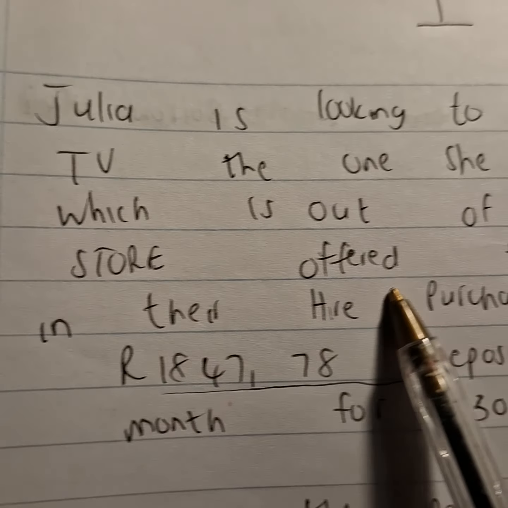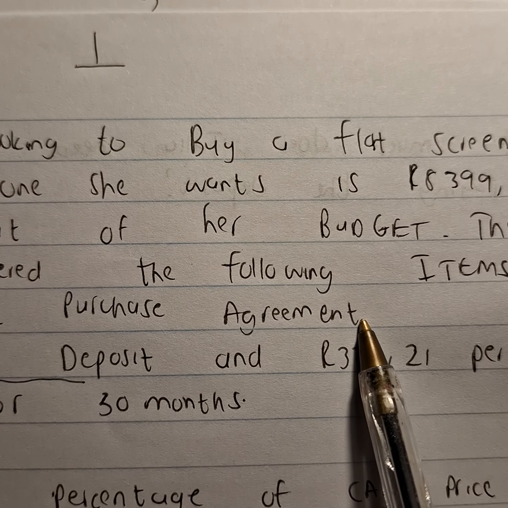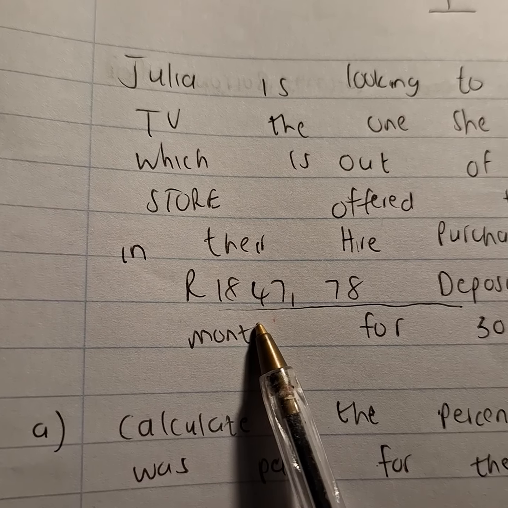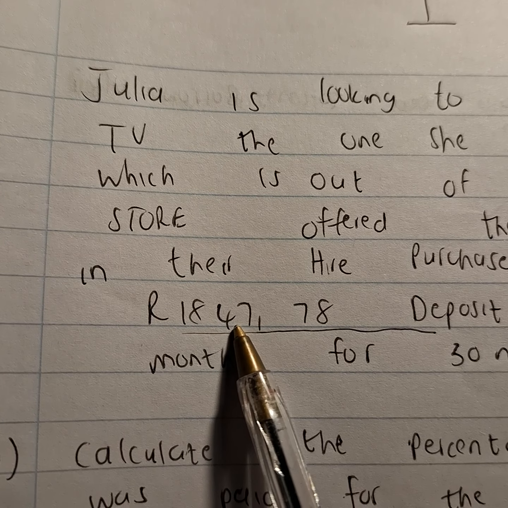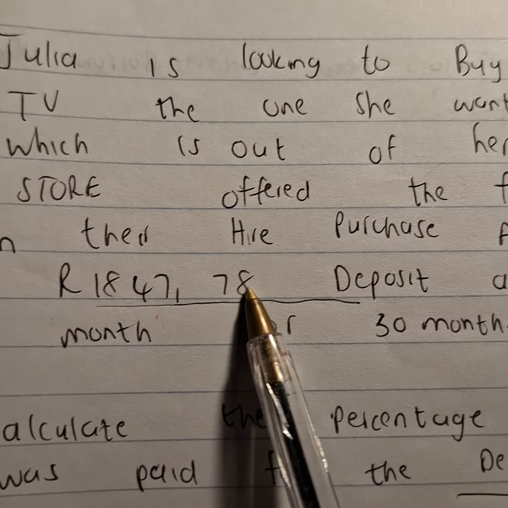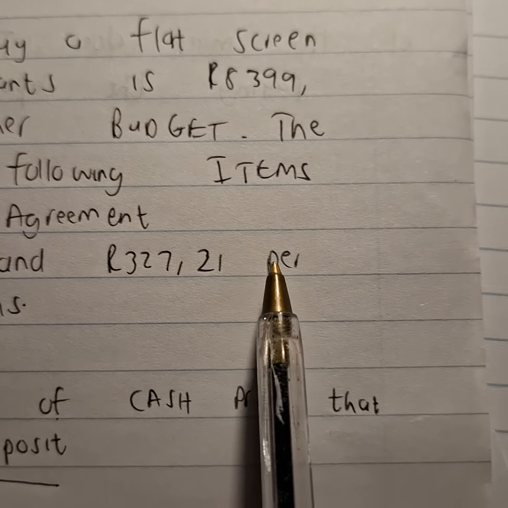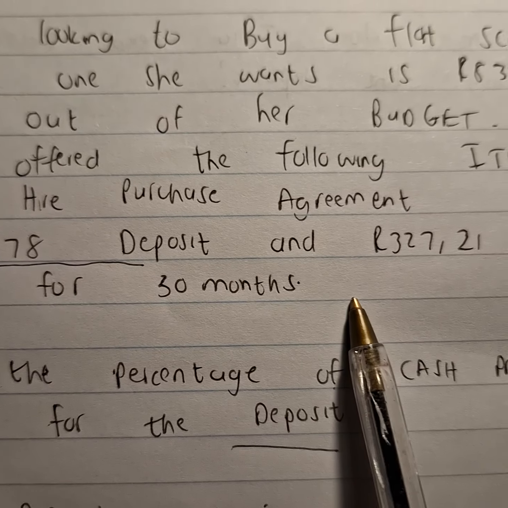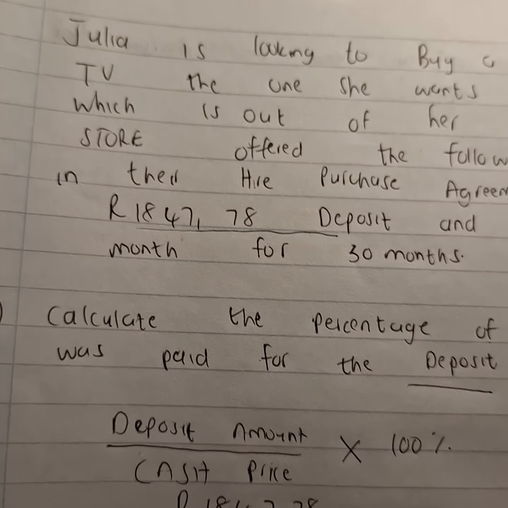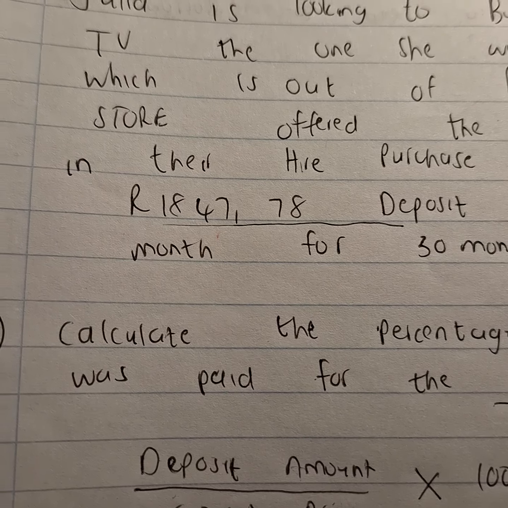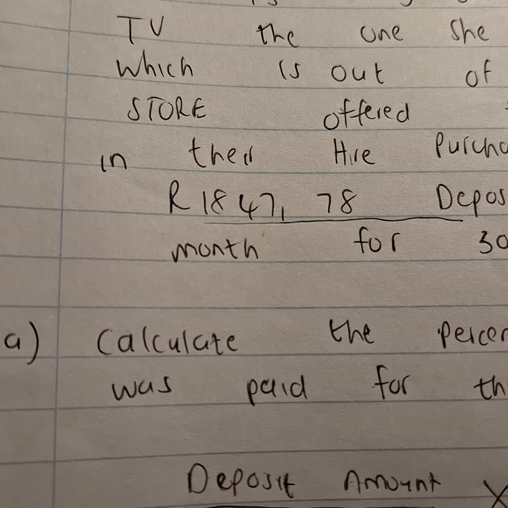The store offered the following items in their hire purchase agreement. 1,847 rand 78 cents deposit, and 327 rand 21 cents per month for 30 months. All right, so this is just an already agreed hire purchase agreement for this particular HP.